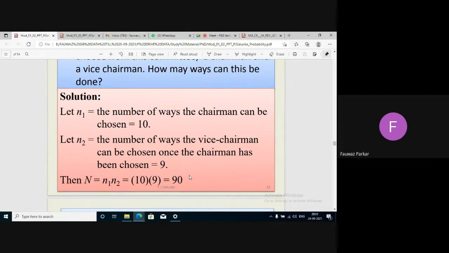If you go on, suppose the first pair will be 1 and 2, the second pair will be 1 and 3, third will be 1 and 4, फिर 1 and 5, 1 and 6, ऐसा जब करते जाओगे, so again 90 ways in which the committee can be formed.